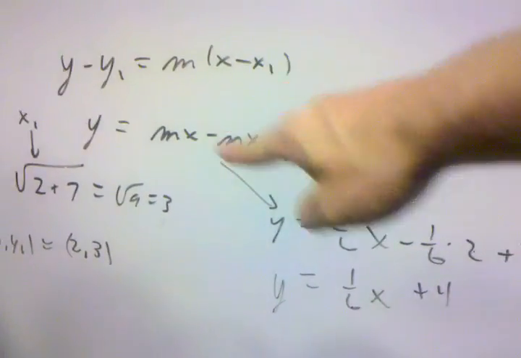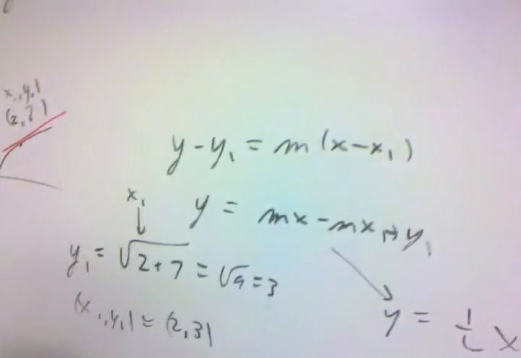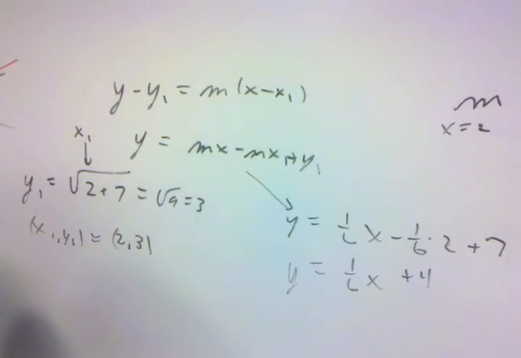I plug in the 1/6 for m, I plug 2 in for x1, and I plug 3 in for y1, and then we have the equation of the tangent line. That's this problem.